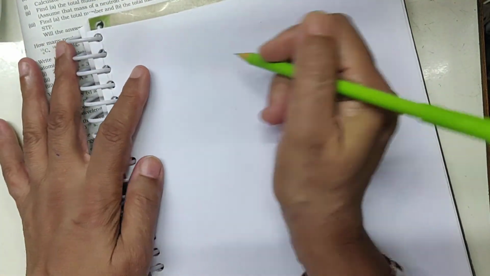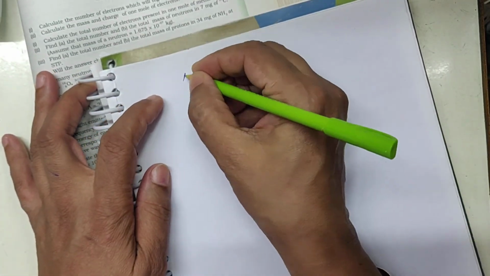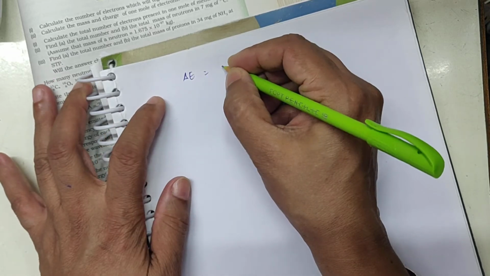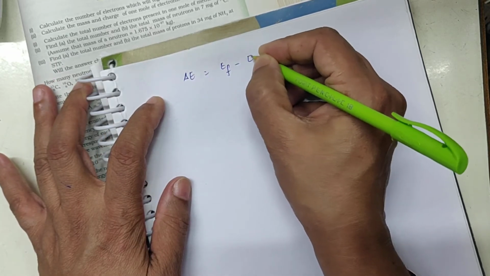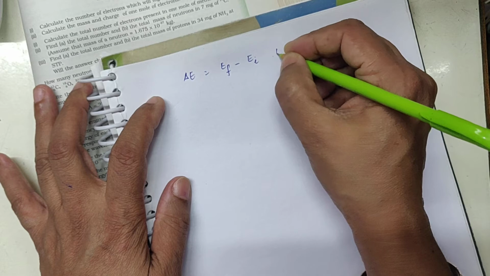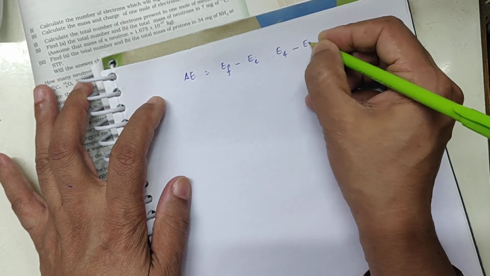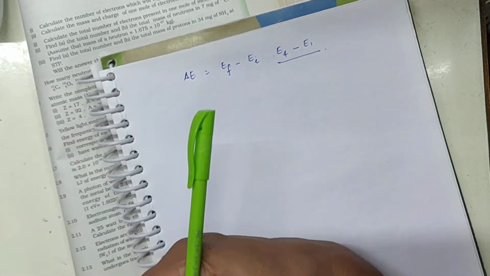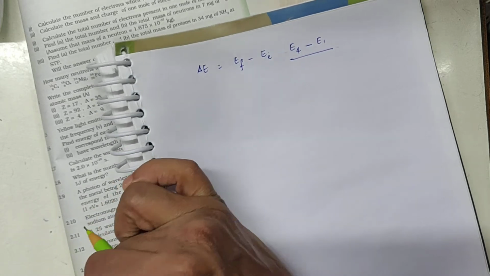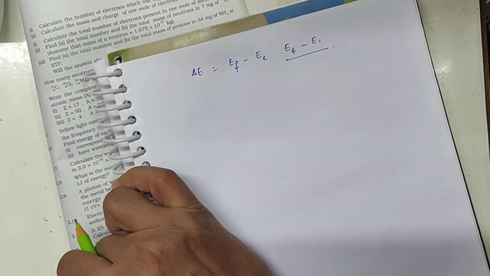Now if it was energy, then we would write it as delta E is equal to E final minus E initial. So that we will write it as E4 minus E1. We will write it this way. Now what is asked? He is asking you the wavelength of light emitted.